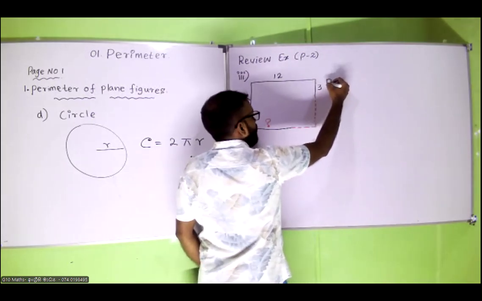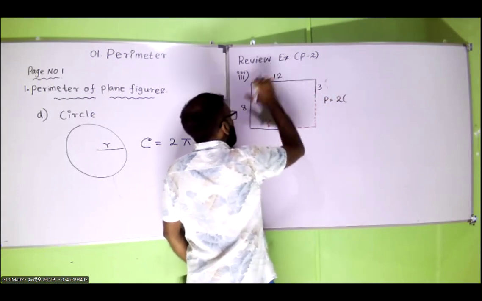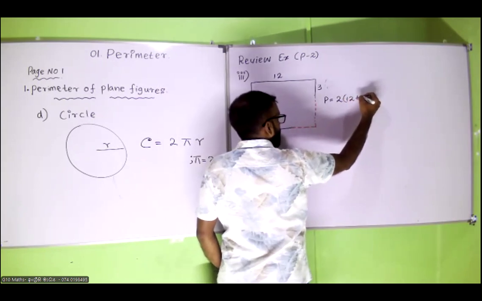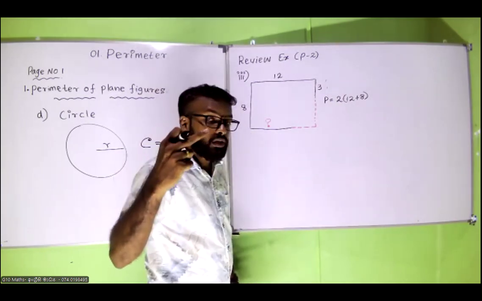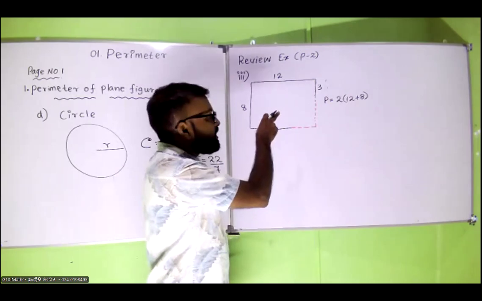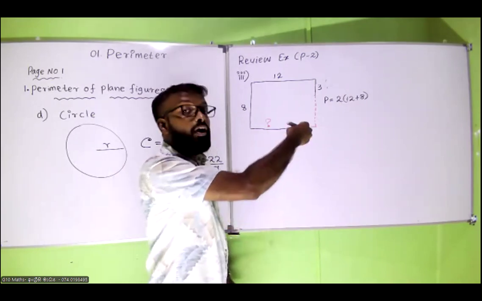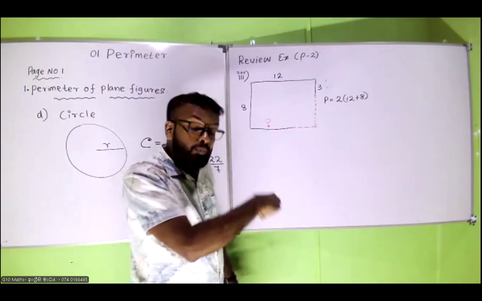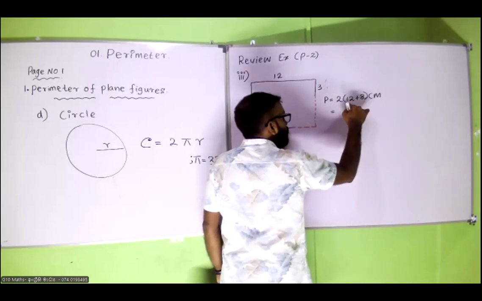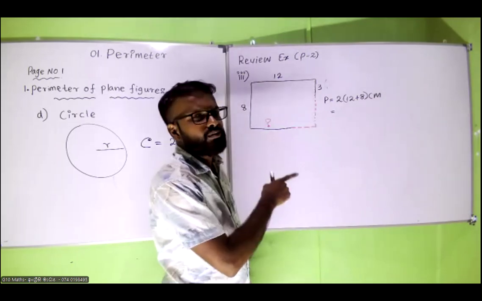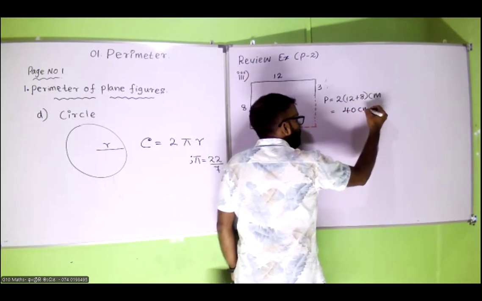So perimeter can be written down. P equals 2 times (12 plus 8). 12 is also centimeters, 8 is also centimeters, so I am not going to put 12 centimeter plus 8 centimeter because it will consume your time. So I will put centimeter outside the bracket. So 12 plus 8, 20. 20 times 2, 40. 40 centimeters.